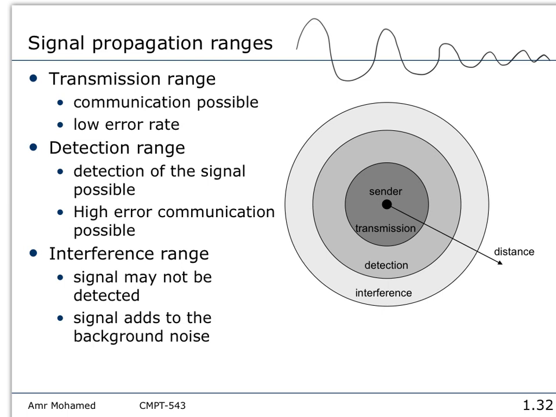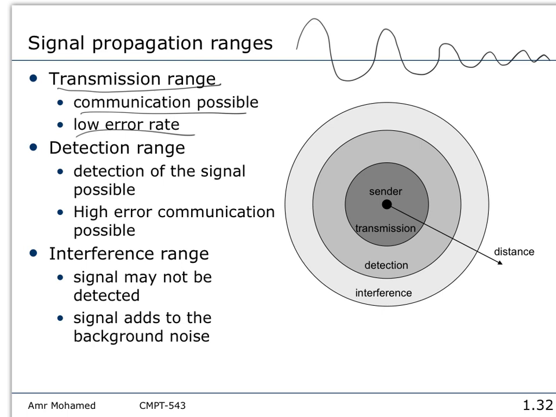So the sender, when it sends with a specific transmission power, you have what we call transmission range. In this transmission range, the communication is possible, which means that the signal does not attenuate a lot, which makes the receiver able to receive the signal with low probability of error. Okay? Clear? Easy. And there is detection range.